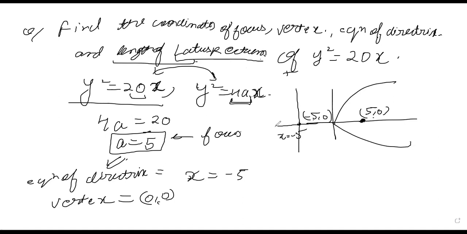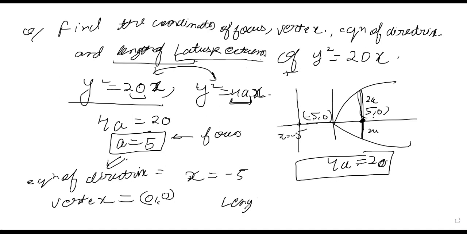Length is positive, right? The latus rectum is the distance between the two points of the parabola. We just studied the latus rectum. So what was the total length of the latus rectum? Either 2a... the total length was 4a. So there will be 20. 4a is 20, given to us already. So the length of the latus rectum will be 20. Okay, understood? Yes, sir.